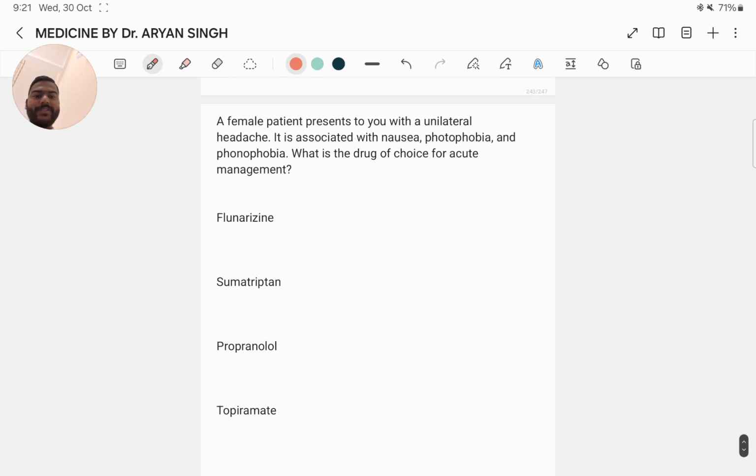Next question. A female patient presents to you with a unilateral headache. It is associated with nausea, photophobia and phonophobia. What is the drug of choice for acute management? Promethazine, sumatriptan, propranolol and topiramate. Here the best answer is sumatriptan, because the clinical vignette suggests an acute attack of migraine, and the drug of choice for acute management is sumatriptan.